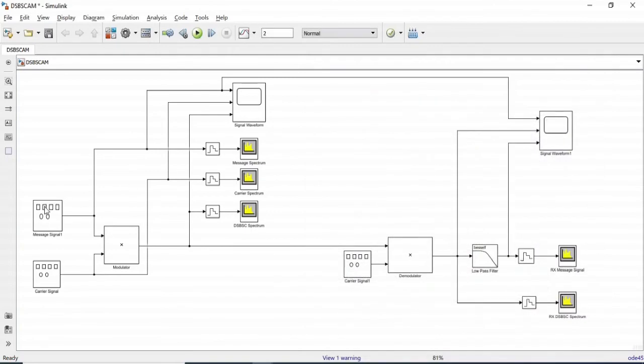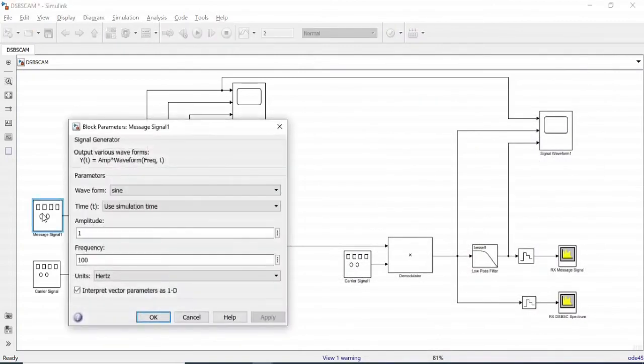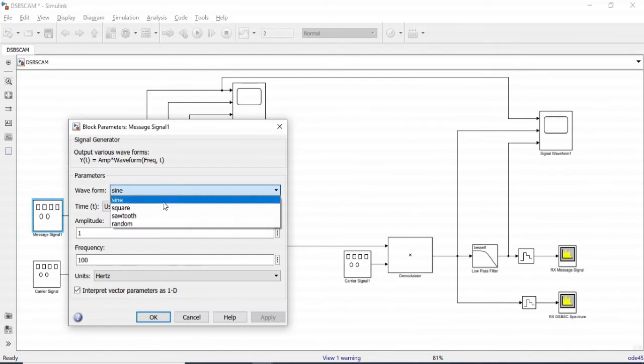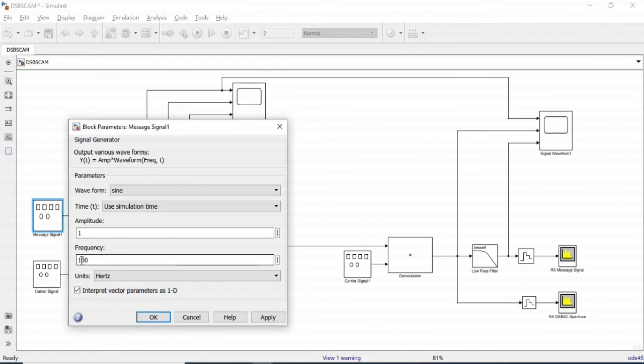So initially I use a message signal, and this is a simple signal generator function that we can find from the library browser. I have selected sine wave, so there are multiple options: square, sawtooth, and random. Note that the design parameter for all four of them would change. So let us consider the single tone for the time being, that is the sine wave. It has a frequency of 100 Hertz.